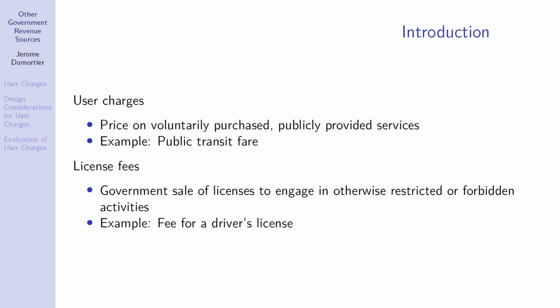User charges are usually the price on voluntarily purchased but publicly provided services. For example, if you're purchasing a bus ticket, then this is considered a user charge. There are also license fees, which basically means that the government sells a license to engage in an otherwise restricted activity. So for example, a license fee to purchase a driver's license would be such an example, because without a driver's license, you're not allowed to drive.